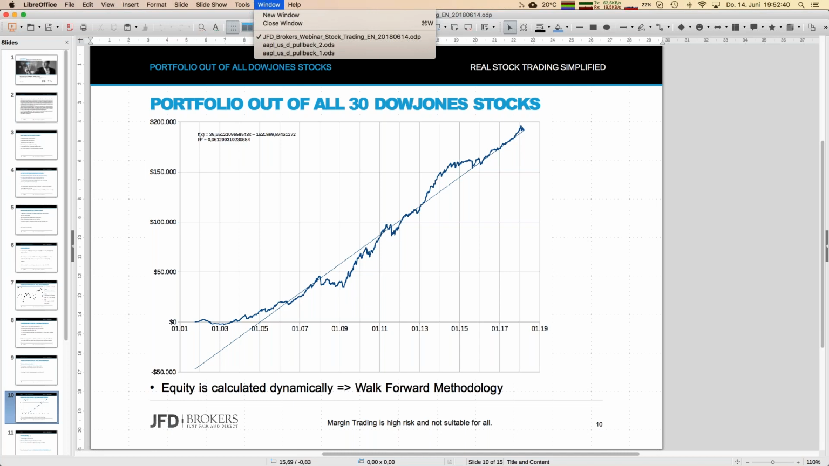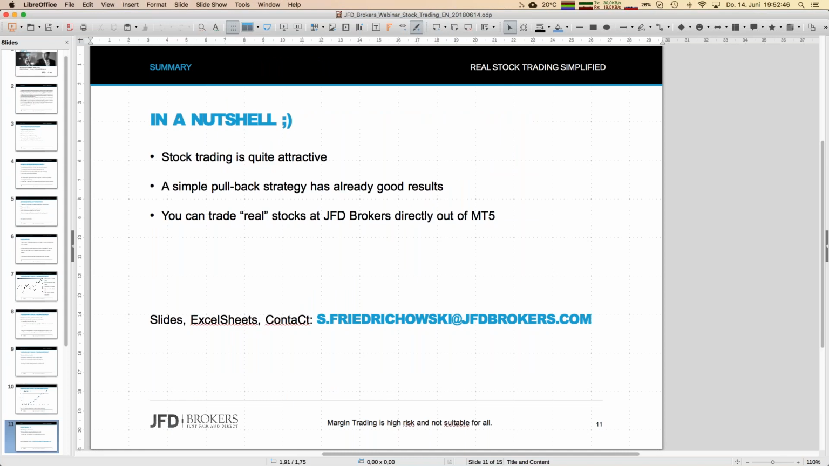That's about the pullback strategy for real stock trading. Let me summarize. So real stock trading is quite attractive, and we have still to keep in mind that we are buying real assets with an intrinsic value. And we know that even going for a quite simple strategy like this one here, the pullback strategy, shows really good results.